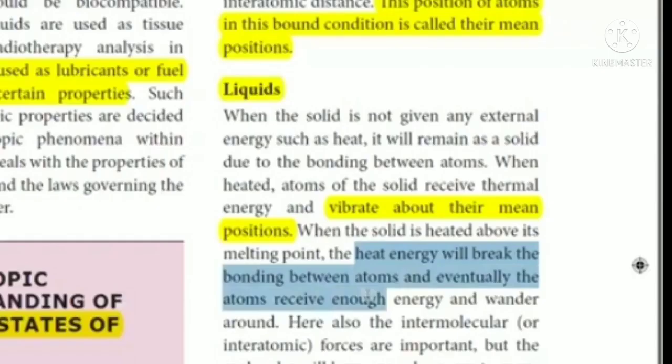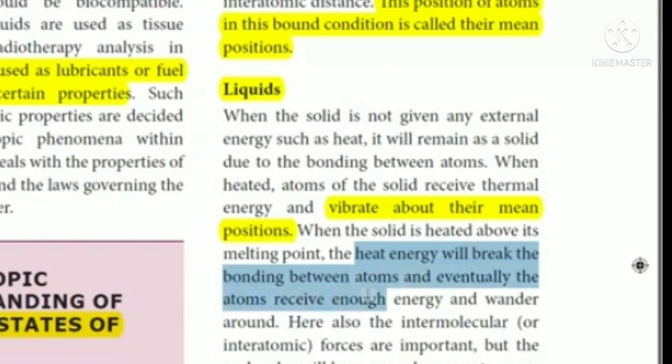If we are not giving any external energy to the solid, external energy in the sense of, for example, heat, it will remain as a solid due to the bonding between the atoms. If you are not giving any external energy, it will continue in the same state of solid. Now when the solid gets heated, what will happen? The atoms of the solid receive energy. What energy? Thermal energy. On receiving the thermal energy, they start to vibrate about their mean position.